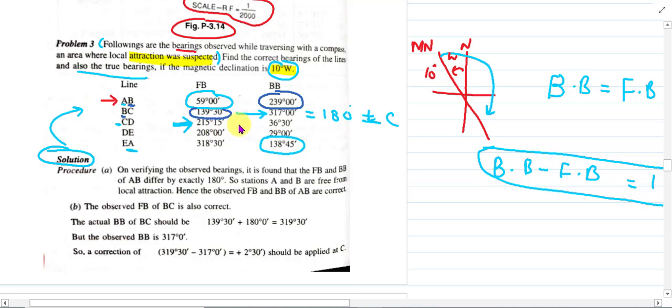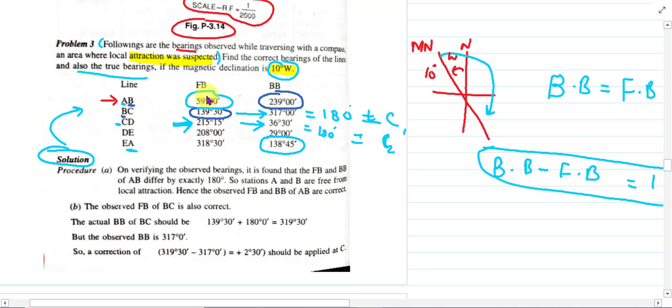Again, from the new value you will find how much correction you have to add to this BB of CD line, which gives you exactly 180 difference between FB and BB. So that is the correction number 2, and this correction number 2 is involved with your D point. So this is the pattern you have to follow for solving this numerical.